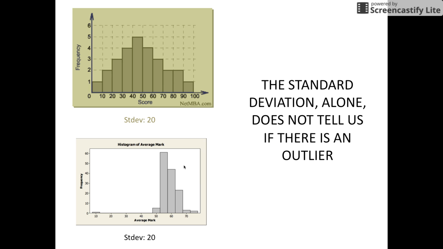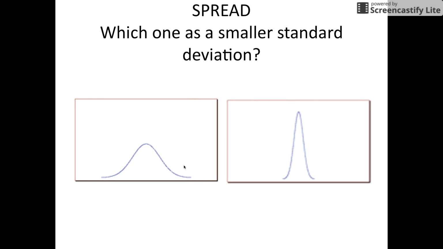So if we start by looking here, just at this little example, you can see that these two histograms actually have the exact same standard deviation. So that number 20 in itself does not tell me, yes, I have an outlier. We really need to look at the histogram or look at the data itself closely to see that. The 20 just tells you how spread out you are. So let's look at that.